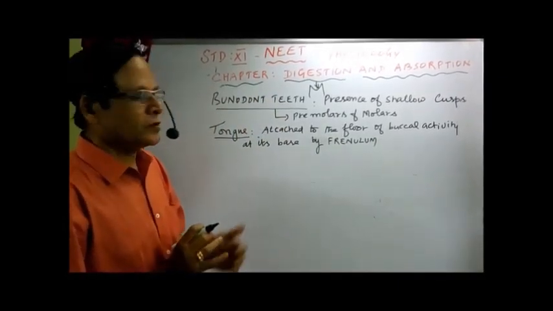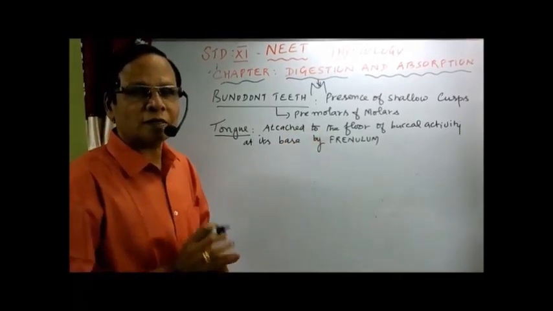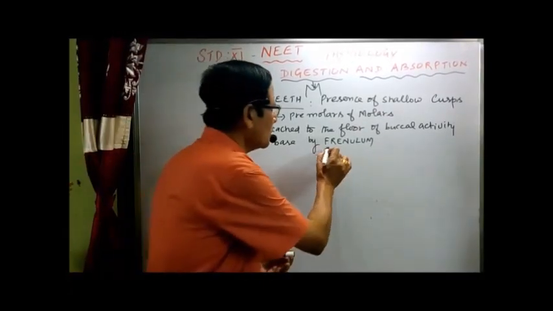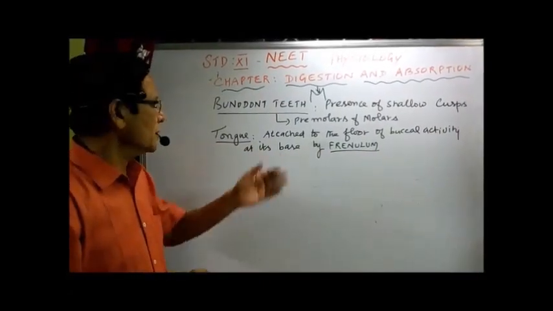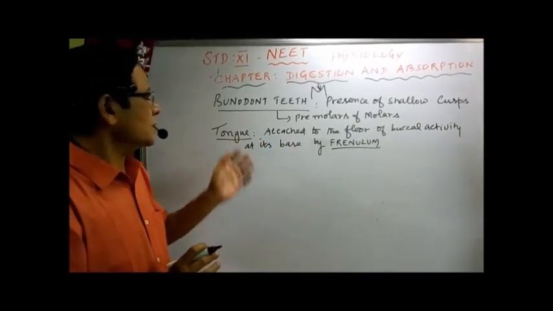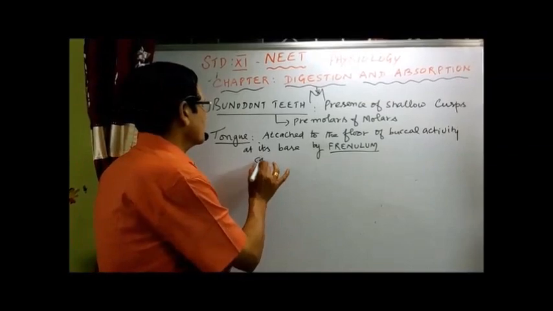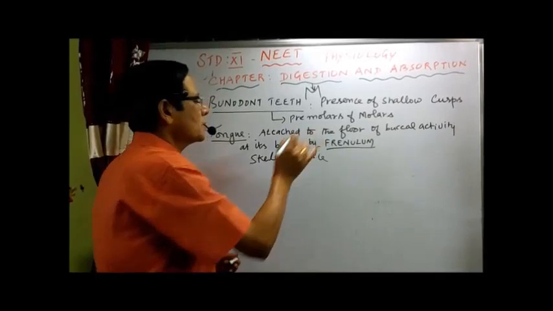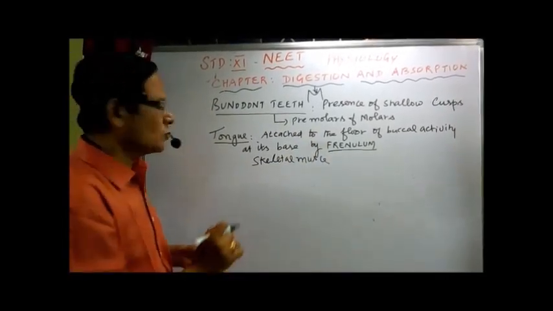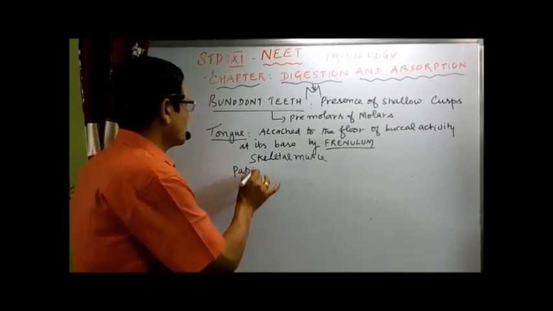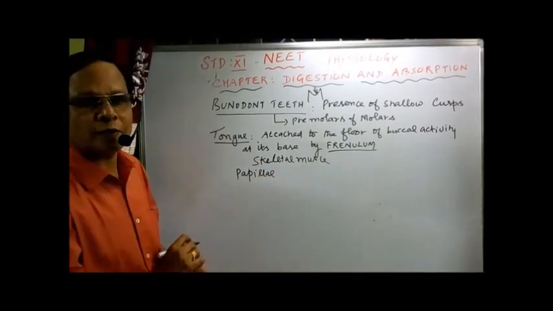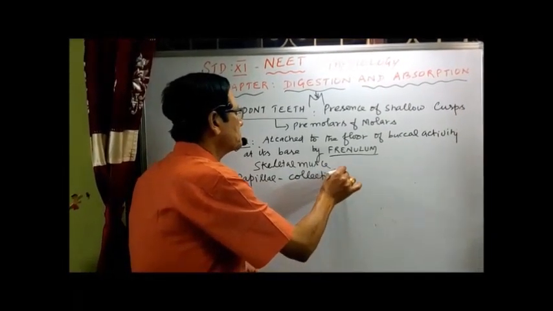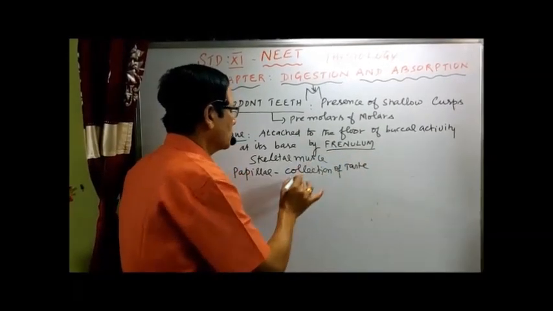Now the tongue. It is attached to the floor of the buccal cavity at its base by a ligament. The ligament is called the frenulum. And normally the tongue is a skeletal muscle, not a smooth muscle. On the surface of the tongue we have papillae, nothing but a collection of taste buds.